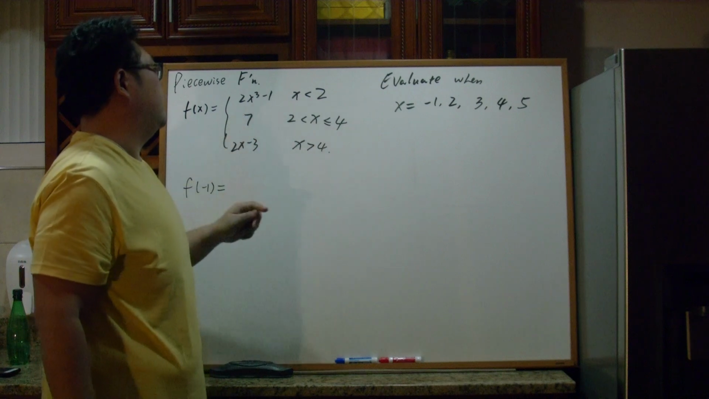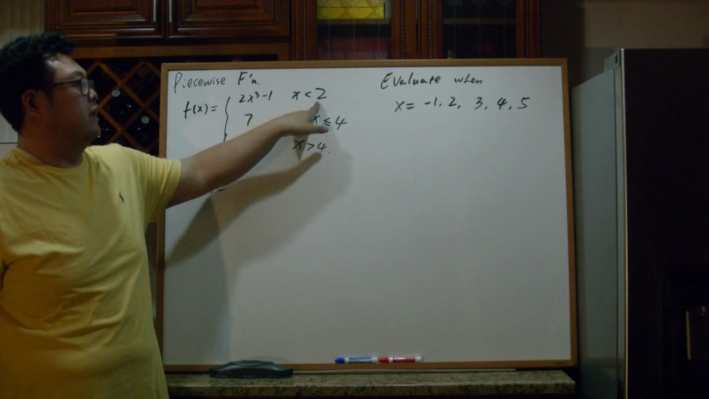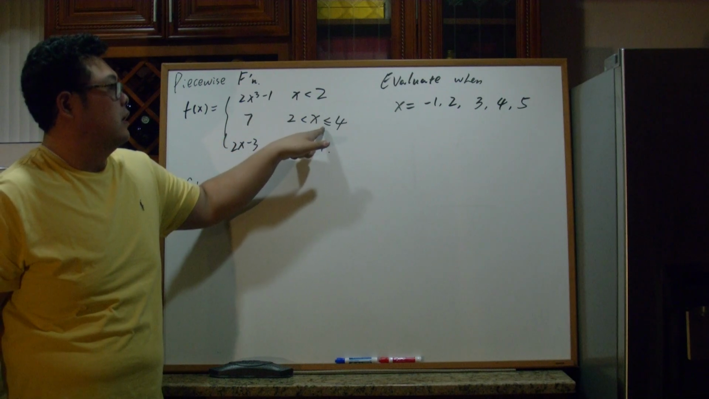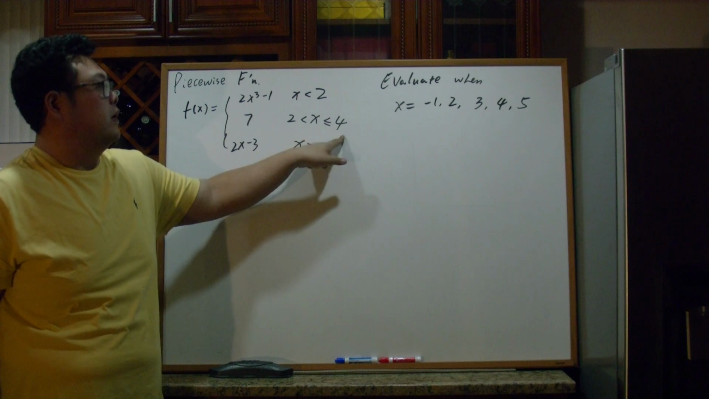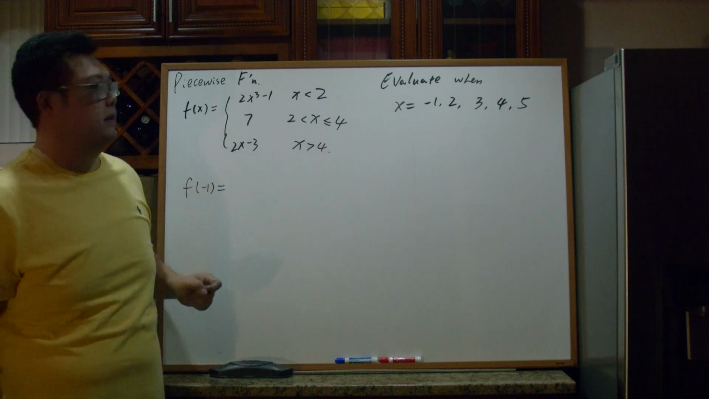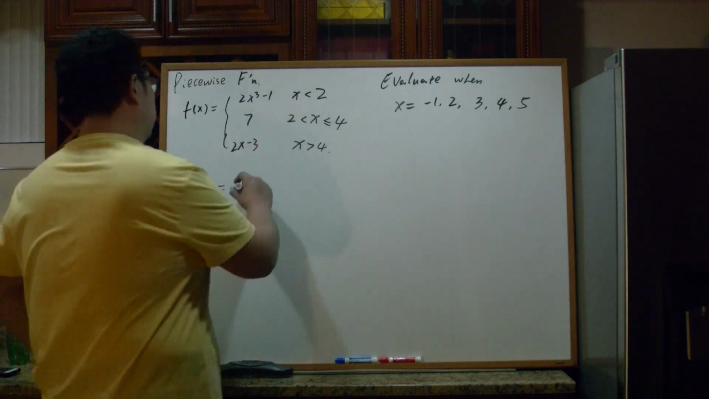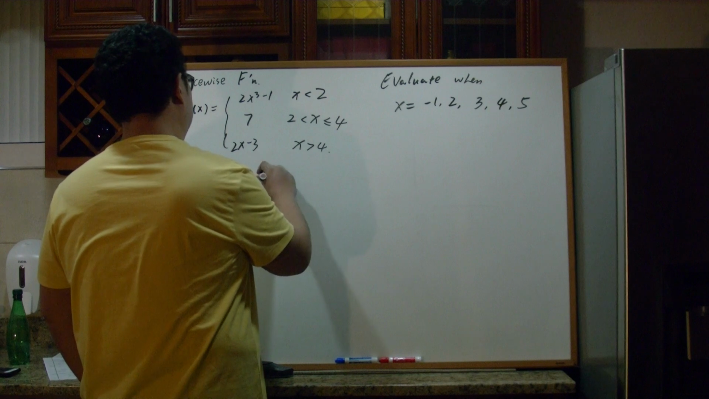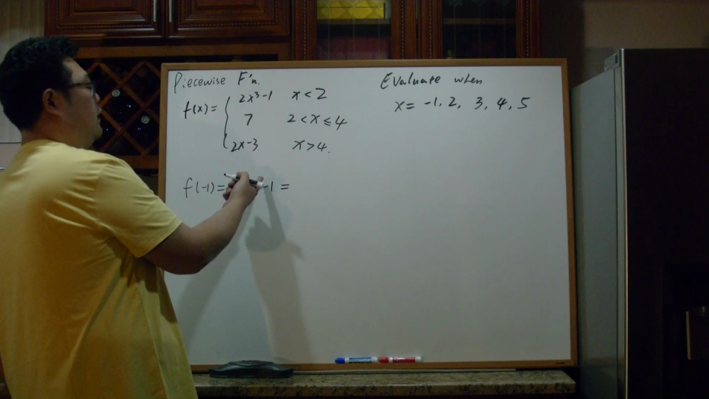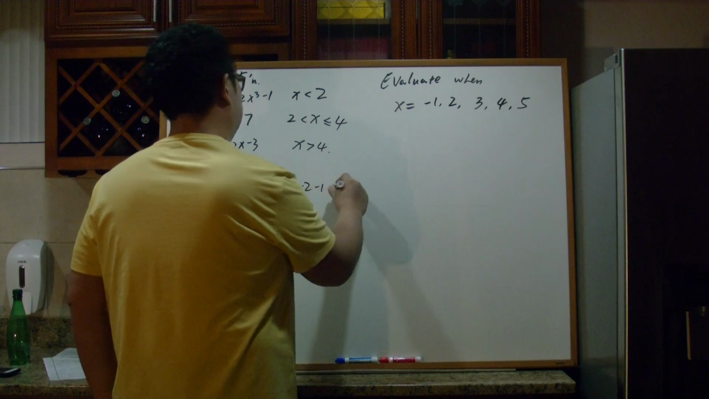The function, you can read that, is defined into 3 different pieces, 3 different domains. When x is smaller than 2, that's the first piece. When x is bigger than 2 and smaller than or equal to 4, that's the second piece. When x is bigger than 4, that's the third piece. Right? So when x is -1, that's in the first piece. -1 cubed is -1 still, times 2 is -2, minus 1 is -3.